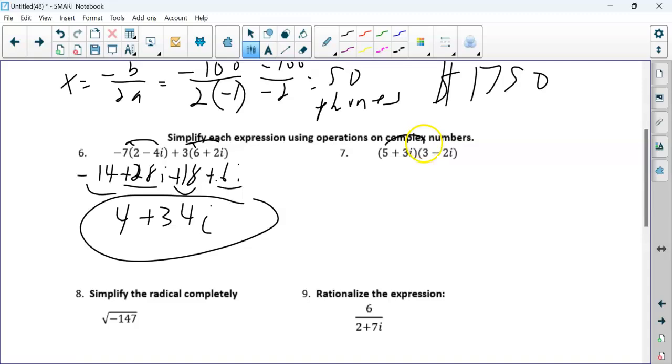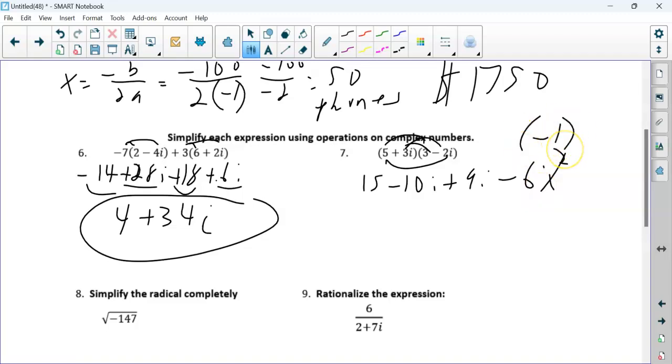Here, we're going to double distribute. 15 minus 10i, 9i, and careful here, negative 6, and don't forget i squared. Now i squared becomes negative 1, which is just going to make this positive 6. If you want to write it out, you can. You can scratch it out and put plus 6, whatever you need.